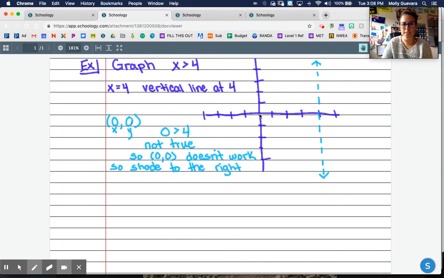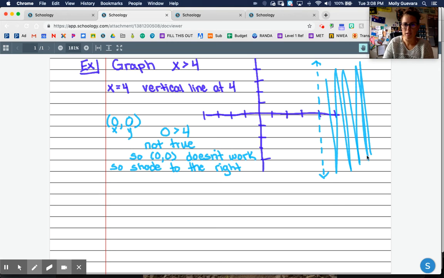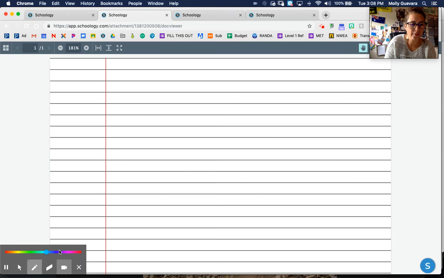So 0, 0 doesn't work, so the whole left side doesn't work. That tells me that just the right side works. And there's my shaded area. And there's my graph. Okay. So by just plugging in a number, it helps you figure out what side of the line you should be shading. Let's look at another example here.